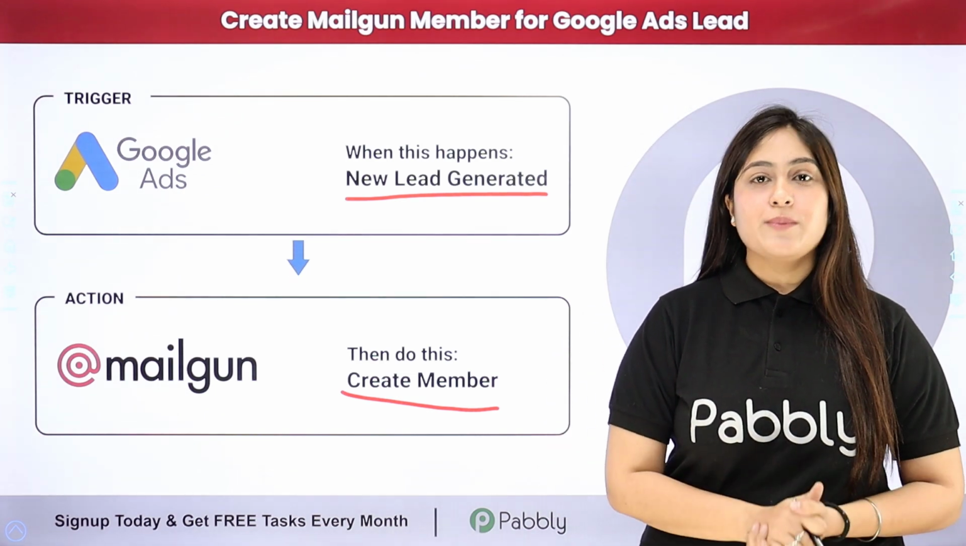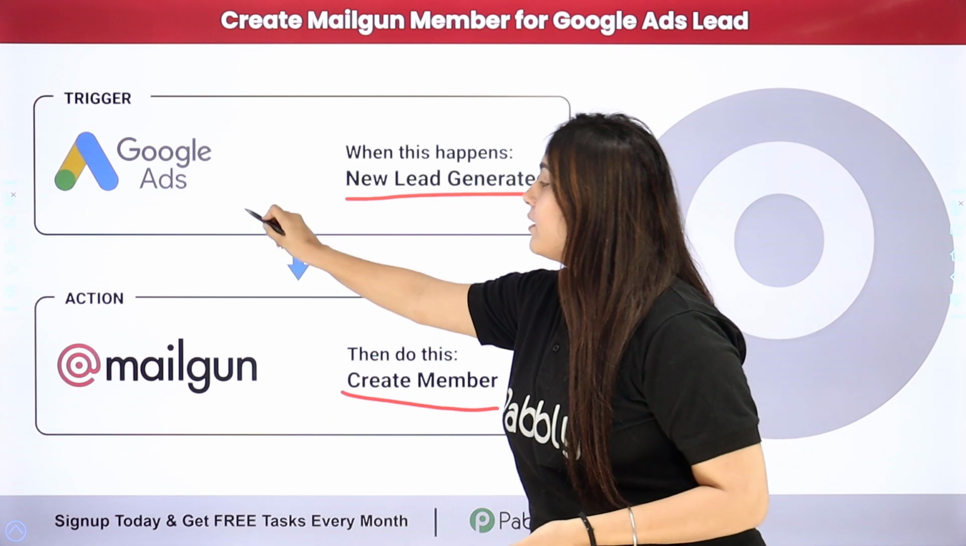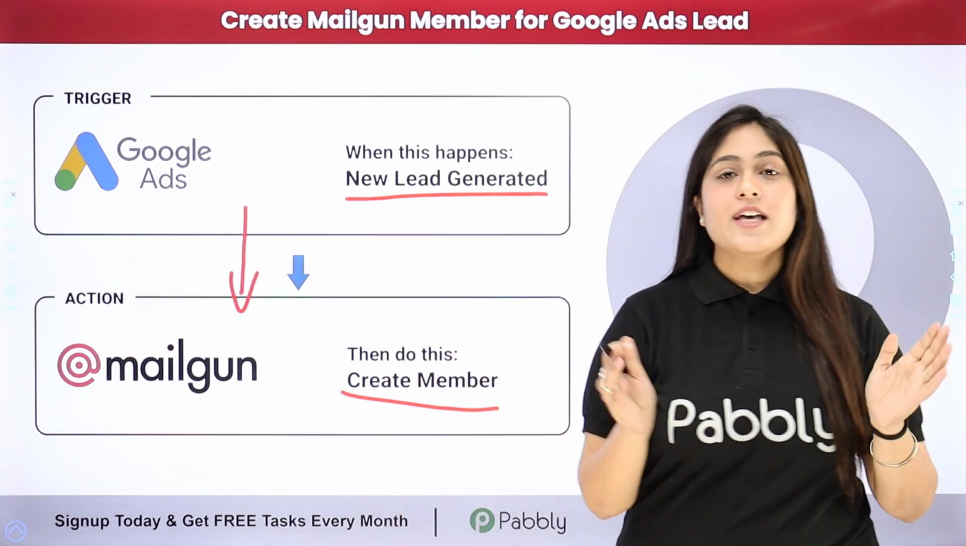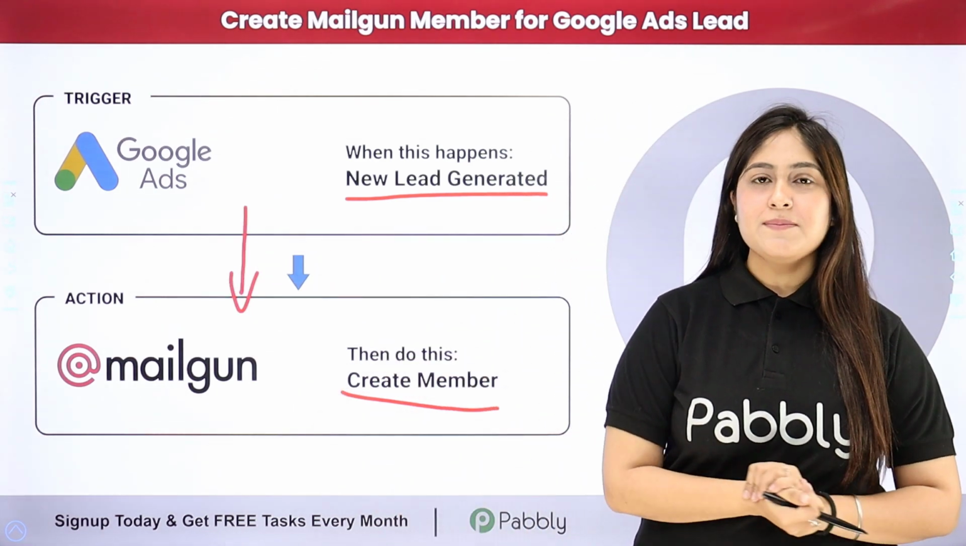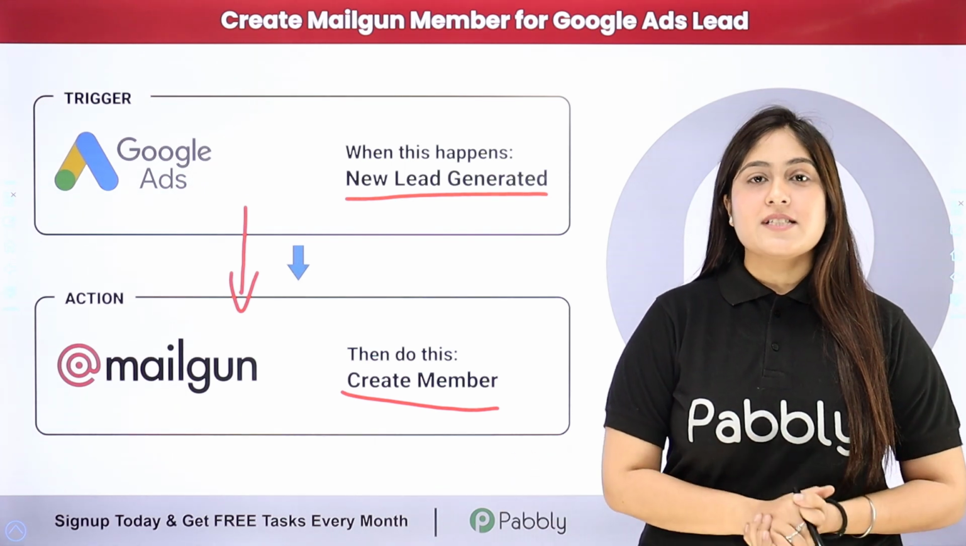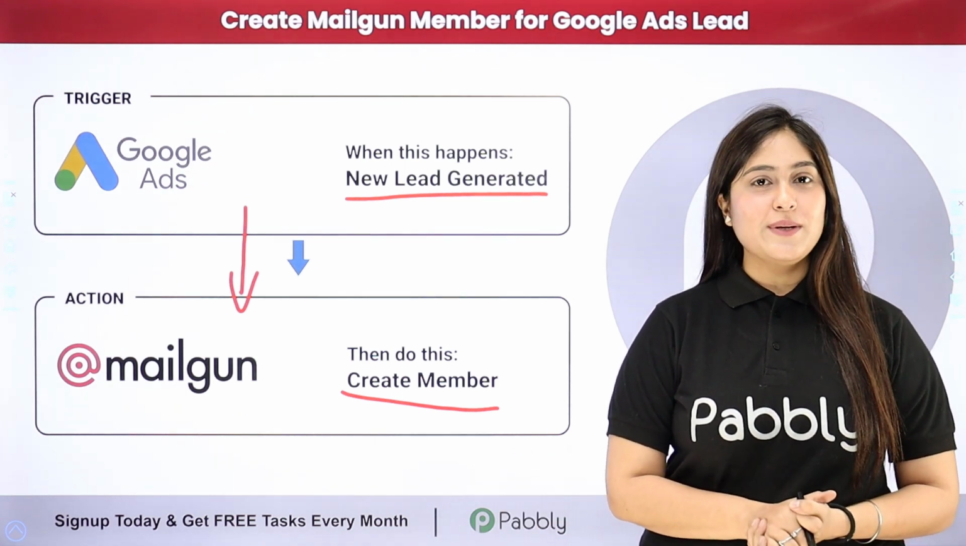So now here, to automate the entire process, I need to connect my Google Ads with my Mailgun account using an automation software named Pabbly Connect. So to learn this process step by step, let me take you to my screen.